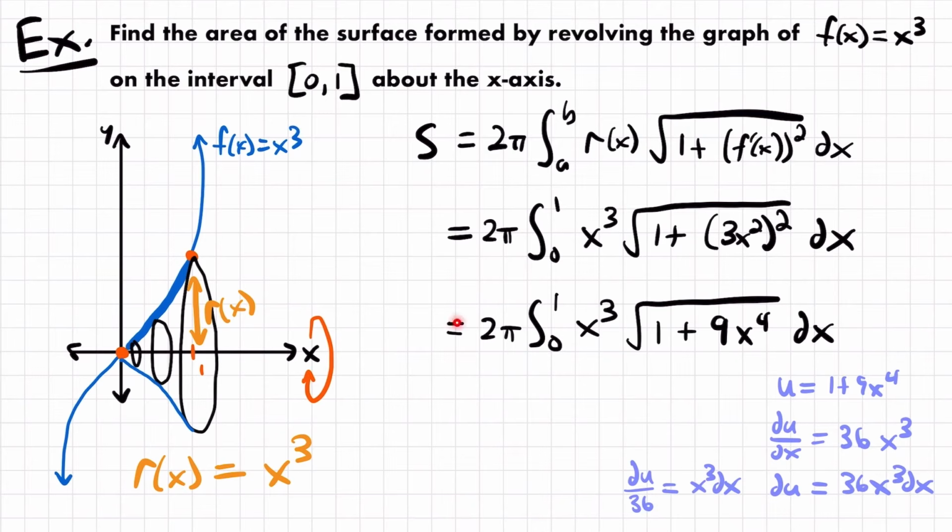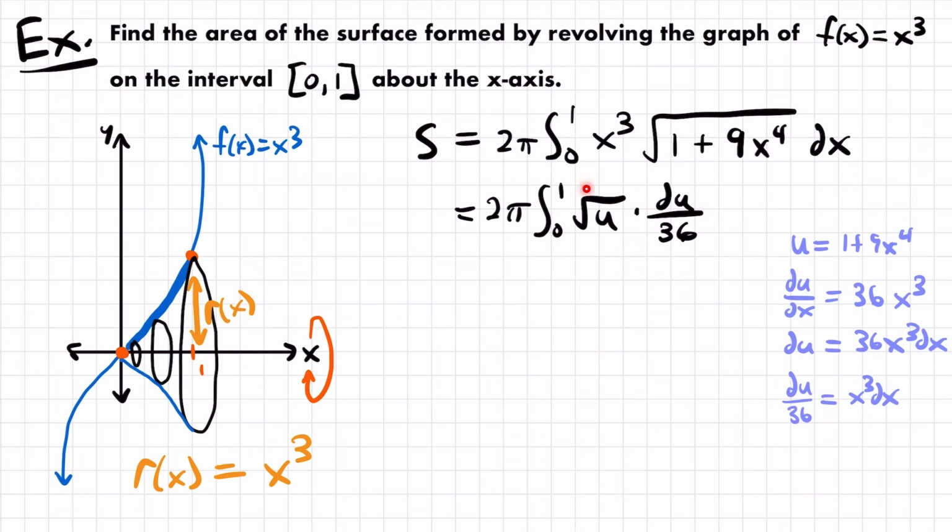And so now we can replace x cubed and dx in this integral with du divided by 36. Okay, and so if we rewrite this integral in terms of u, we'll replace x cubed dx with du divided by 36 and 1 plus 9x to the fourth power with u. And so we'll have that this is equal to 2 pi times the integral from 0 to 1 of the square root of u times du divided by 36. Okay, and so if I clean up my work here, we can simplify this integral by pulling 1 divided by 36 to the outside, and so we'll have that this is equal to 2 pi divided by 36 times the integral from 0 to 1 of the square root of u times du.